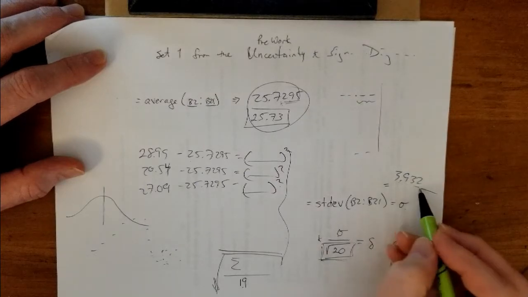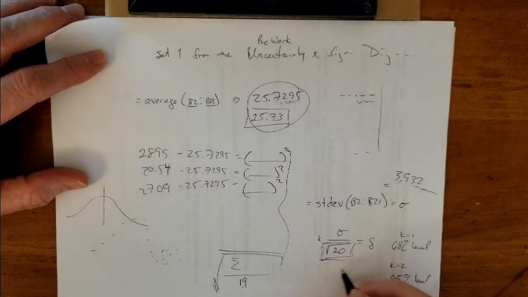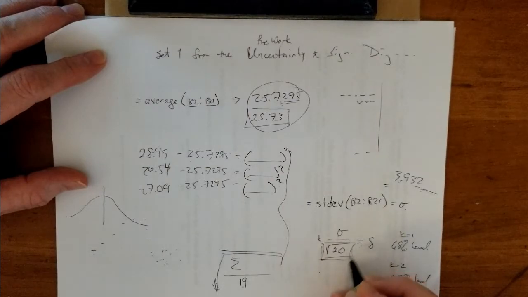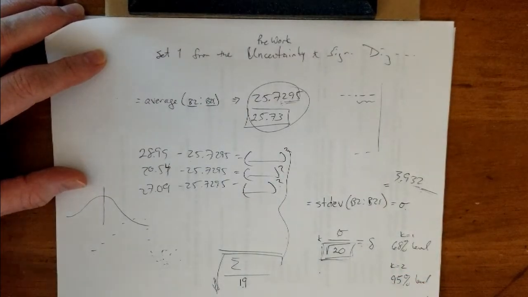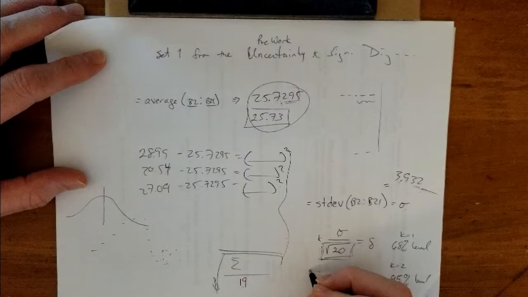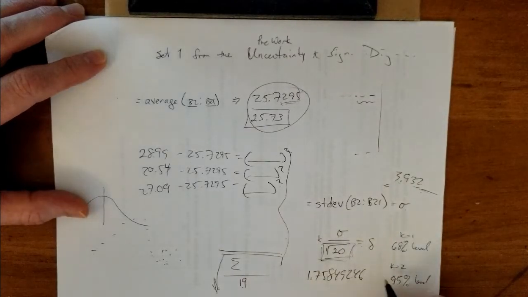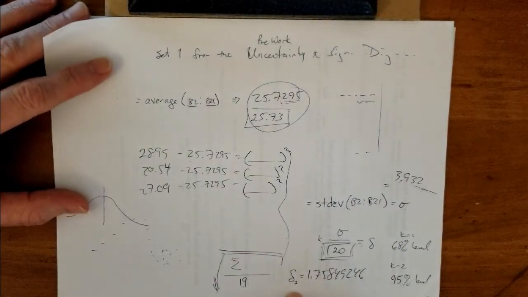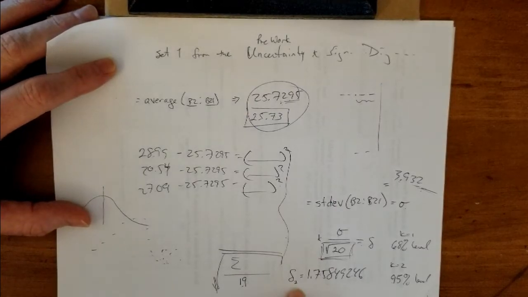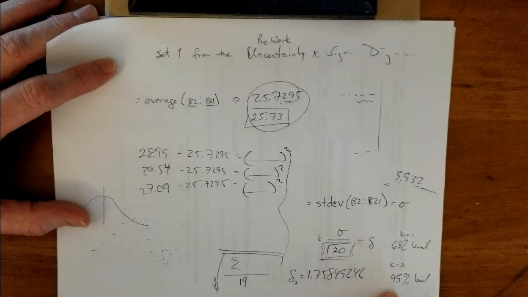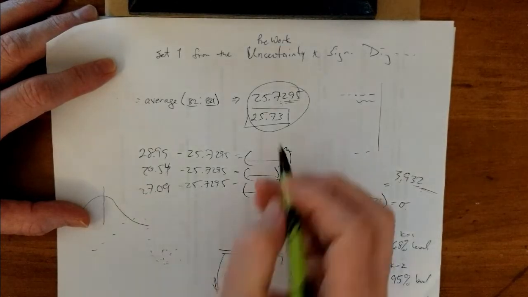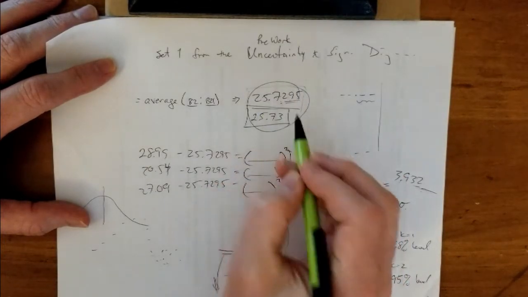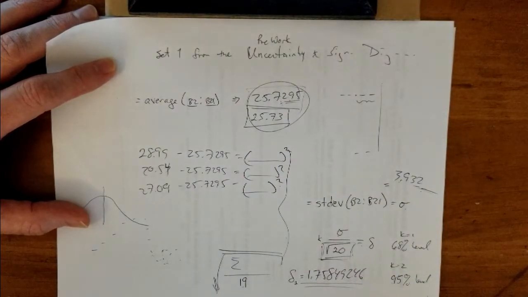So with that being 3.932 with a bunch of other numbers, my uncertainty for the 95% confidence level is 1.75849246. I'll put a little 2 down here. I don't know if that's the official notation, but I put a little 2 down here just to indicate that's for k equal to 2. That means that I have a 95% confidence that the actual average is equal to this plus or minus that.